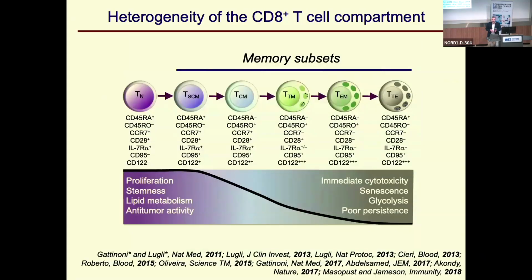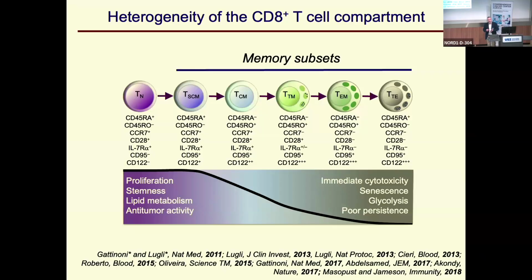So we have a large number of subsets that we can identify. This is put in a model where we have progressive differentiation from less differentiated memory cells into more differentiated memory cells. Here you have also different antigens that we can use, for example, by high-dimensional flow cytometry to identify them. The important point here is that they also have a precursor-progeny relationship. So the less differentiated can generate the more differentiated, but generally you don't have the opposite.